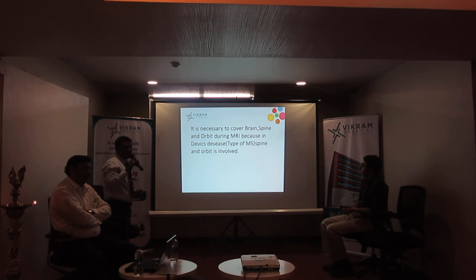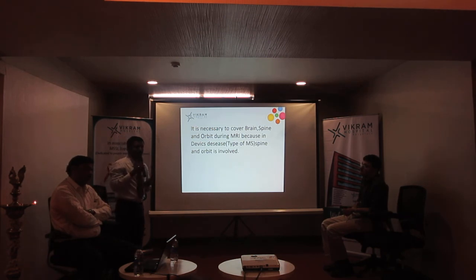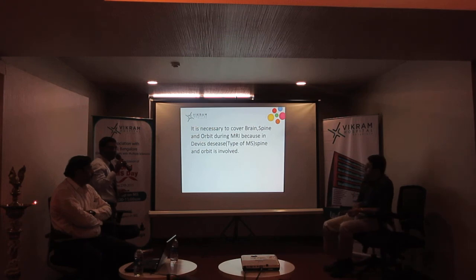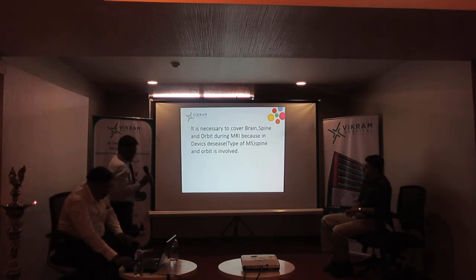And everyone will be asking why we have to cover brain, spine and orbit. Why should the orbit be covered? Because, as all of you know, most of the time it will involve brain and spine. And some of you might have experienced orbital pain also. Because there is one type of MS where the orbit will be involved. It is called Devic's disease or neuromyelitis optica, where the optic nerve will be involved. So it's always better to evaluate the orbit also when you are doing an MRI scan, at least one basic scan.